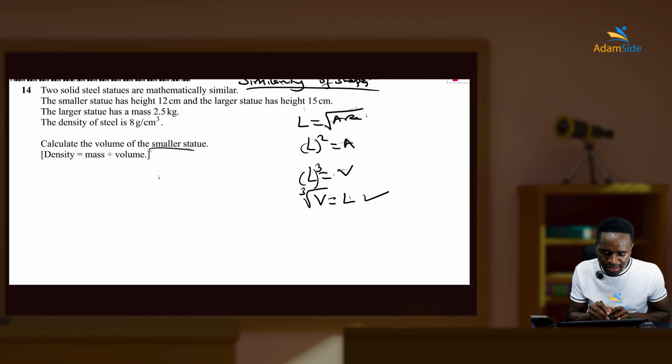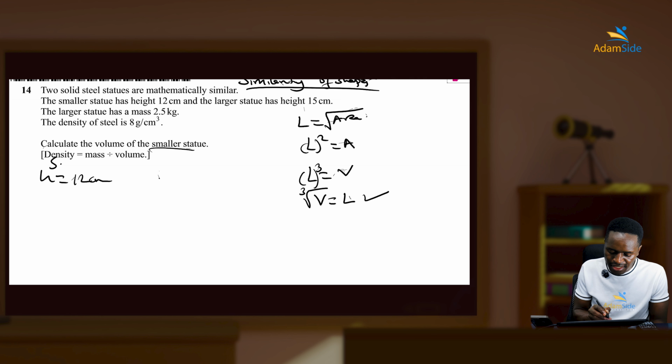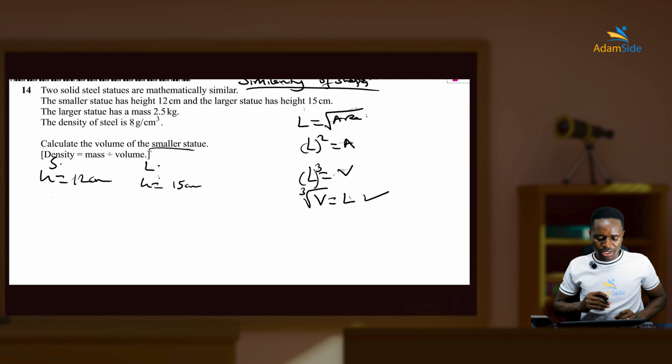So we say two solid steel statues are mathematically similar. The smaller statue has a height of 12 centimeter, and the larger statue has a height of 15 centimeter. The larger statue has a mass of 2.5 kg. The density of steel is 8 grams per cubic centimeter. And you know density is equal to mass divided by volume. So calculate the volume of the smaller statue.